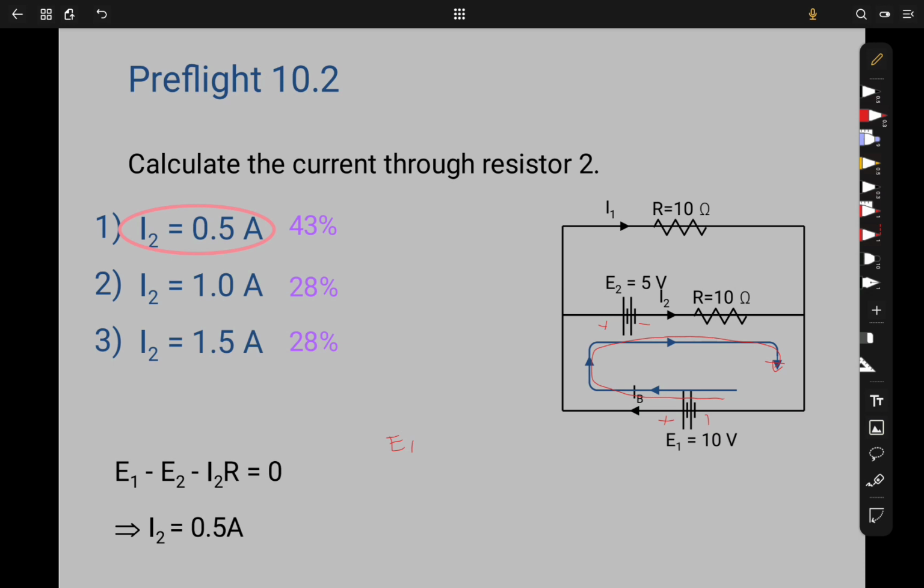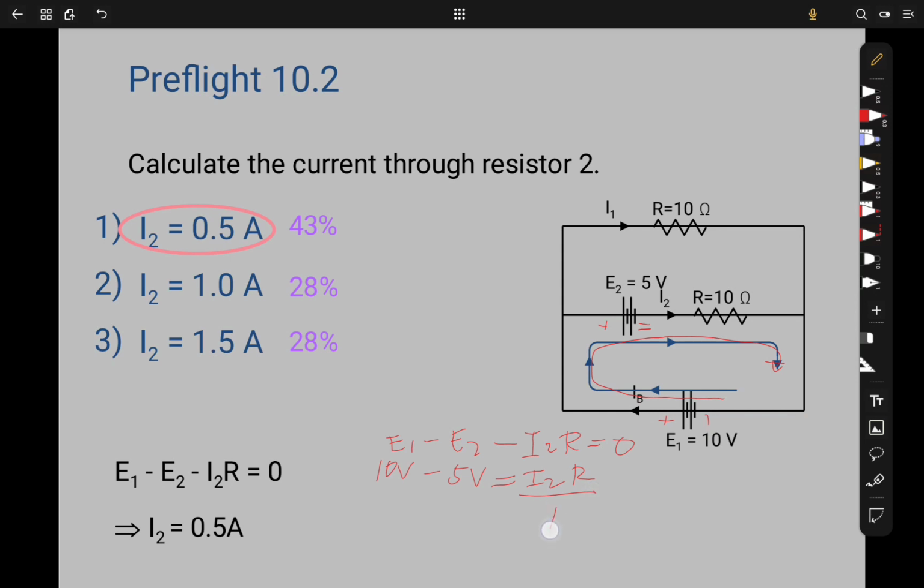Positive tayo lumabas. Then, minus tayo ng E2. Kasi sa negative tayo lumabas. Dito. And then, same flow tayo. So, that is minus I2 R is equal to 0. So, E1 natin, that is 10 volts. Minus tayo ng 5 volts. Siyempre, ito, lipat na natin sa kabila. We have I2, R. Tapos, alam natin yung value ng R natin.